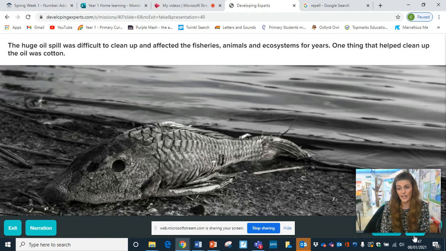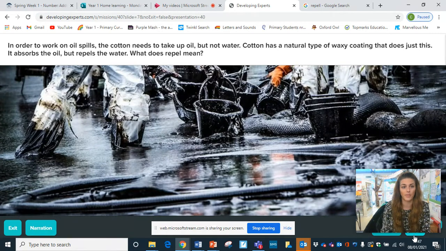So the oil was killing all the animals, and it was quite sad that lots of animals were dying and being washed up dead from the oil. One thing that helped clean up the oil was cotton. They were using cotton to support that.